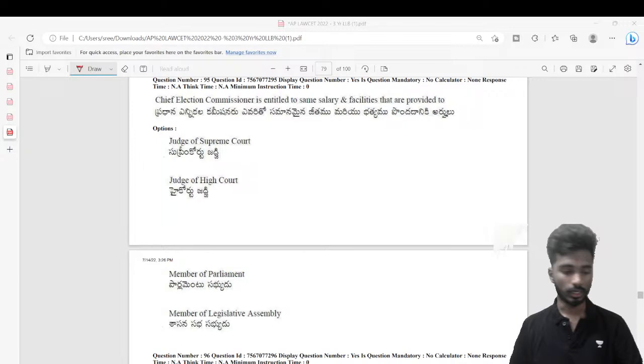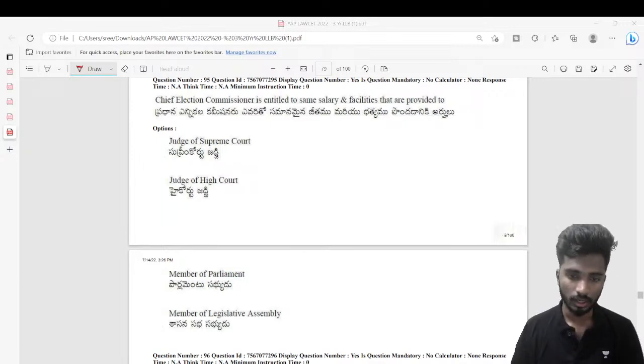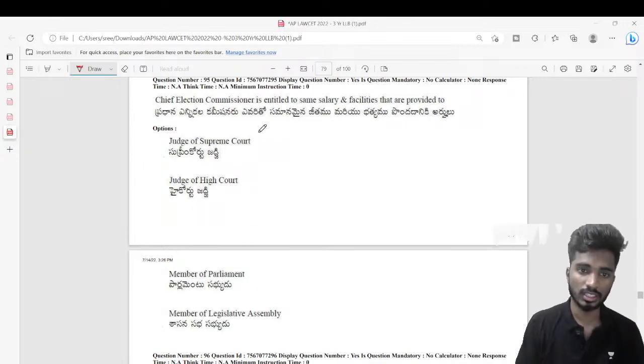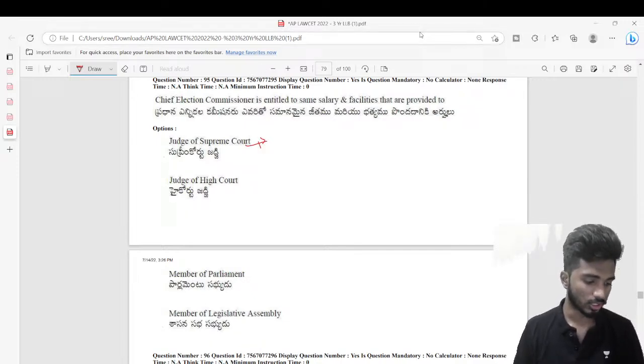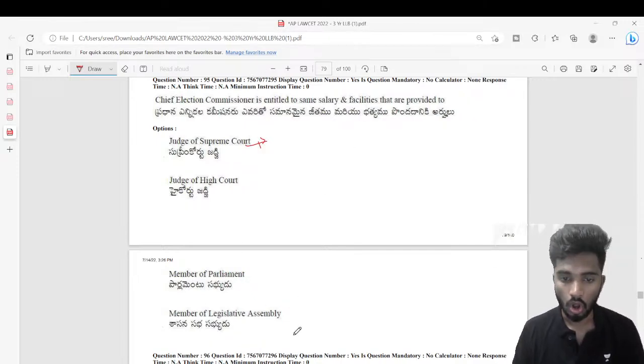Very good Jeevana, excellent. Very good Nayak, excellent. So the answer is Judge of Supreme Court. So just like the Judge of Supreme Court, he will be entitled to all the salaries and allowances. Who is the present Chief Election Commissioner of India?